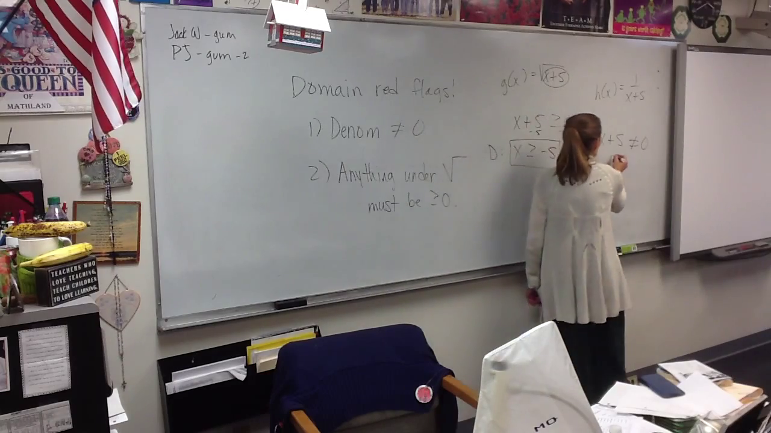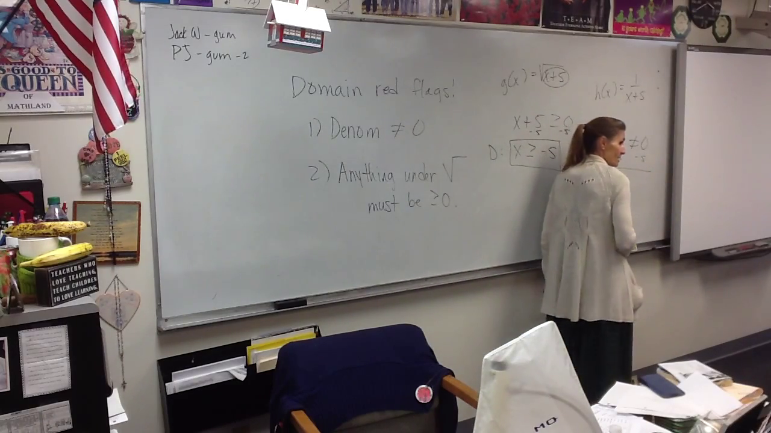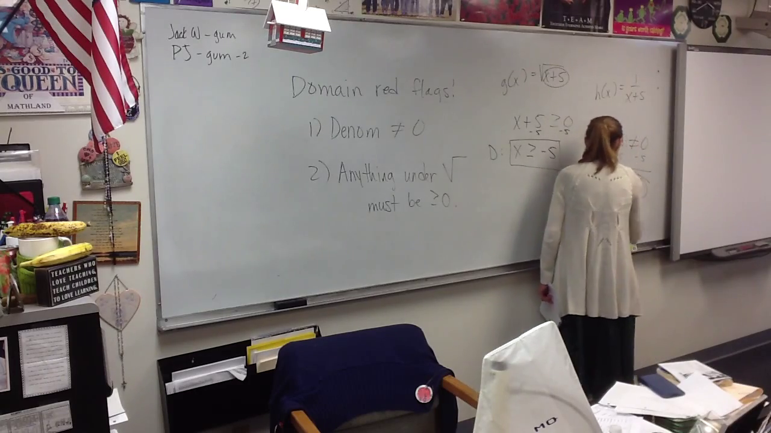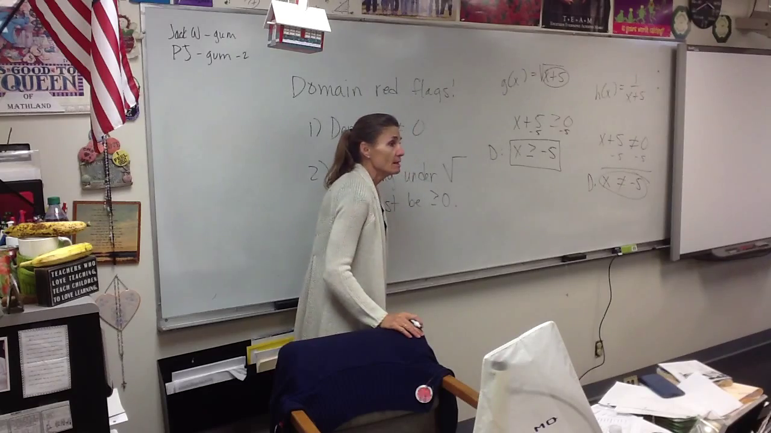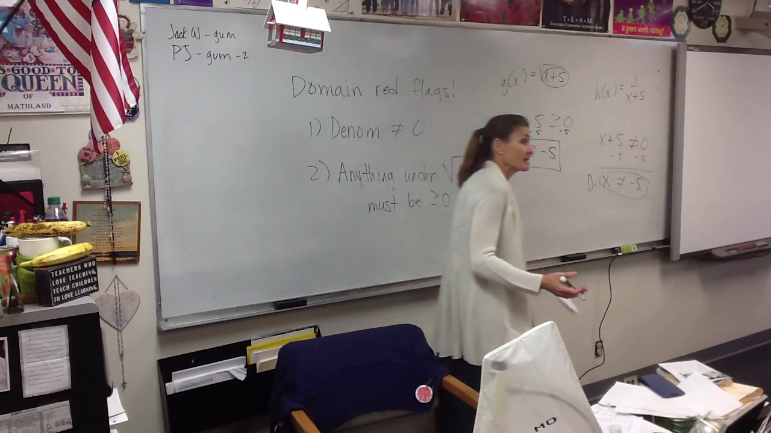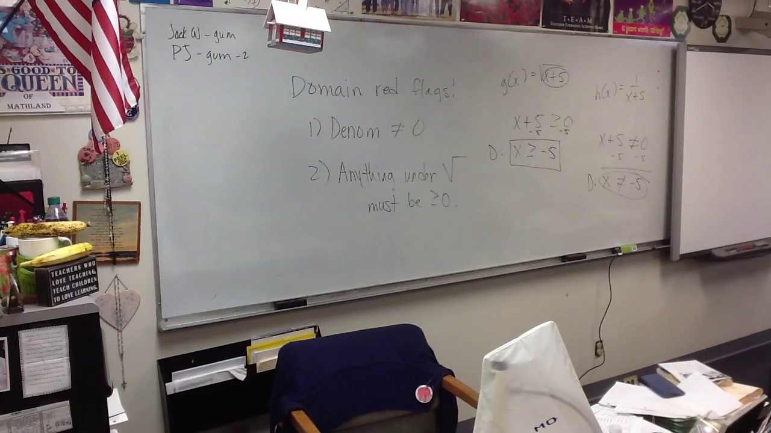Which means what? X cannot be negative 5. There's your domain. That's your answer. X cannot be negative 5, which means X could be anything else. So your X values are everything you could possibly dream of except negative 5.